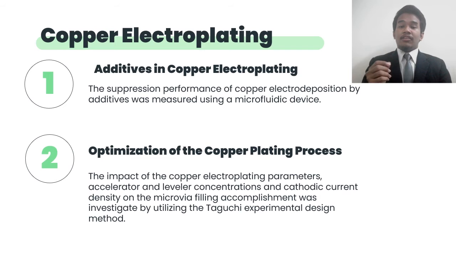Next is research on copper electroplating. The process of electroplating must be observed to find the effect on the jig and the products. First is the behavior of the additive.